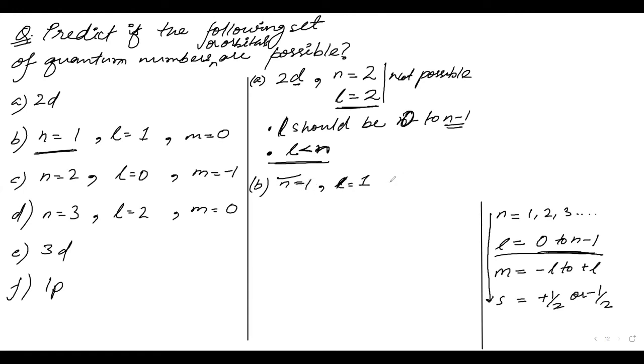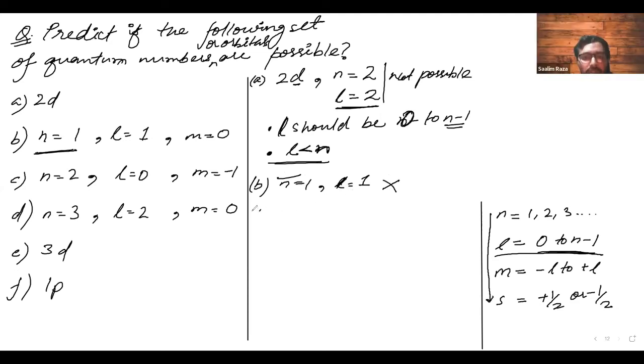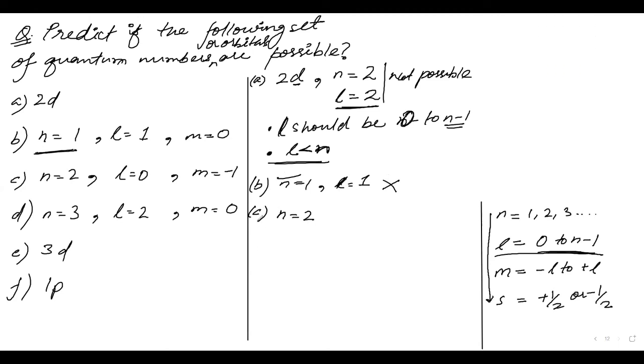No, sir. Yes. So this will also not be possible. For C, Ahmed, please unmute your mic and tell me: is n equal to 2 possible? No, sir, n equal to 2 is not possible. It is possible. Like, L equal to 0 is not possible in this case.